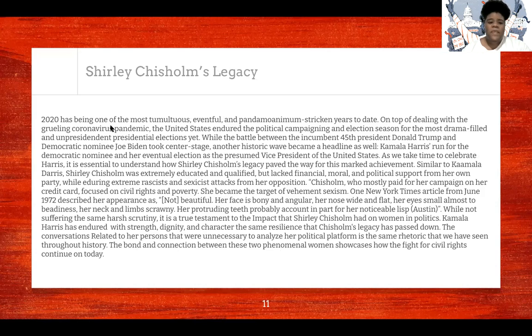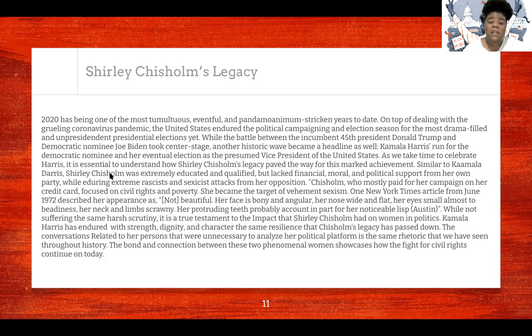So this is what I said. 2020 has been one of the most tumultuous, eventful, and pandemonium-stricken years to date. On top of dealing with the grueling coronavirus pandemic, the United States endured the political campaigning and election season for the most drama-filled and unprecedented presidential elections yet. While the battle between the incumbent 45th President Donald Trump and Democratic nominee Joe Biden took center stage, another historic wave became a headline as well. Kamala Harris's run for the Democratic nominee and her eventual election as the presumed Vice President of the United States.